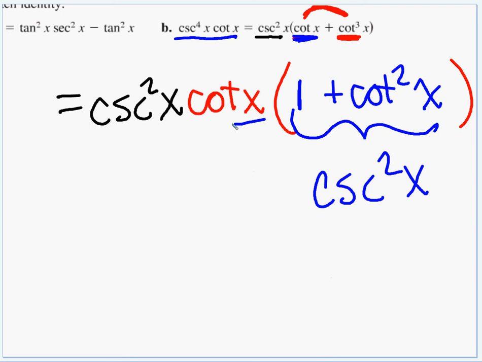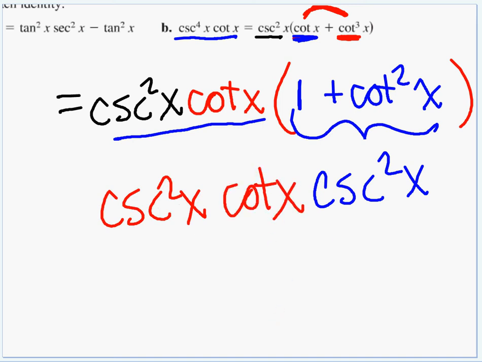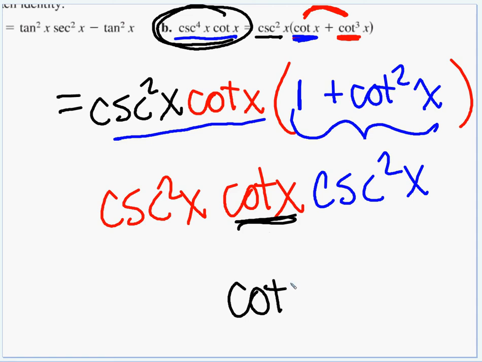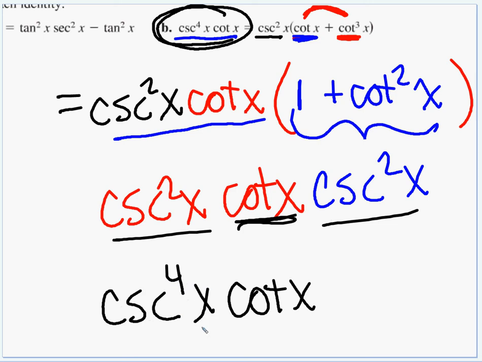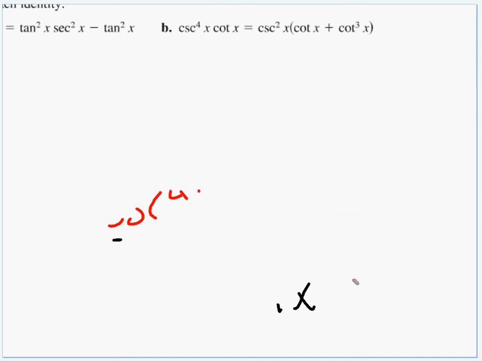And then we've still got these two terms here. I'll just switch to red ink for those. We've still got a cosecant squared x and a cotan x. Again, let's take a peek at our finish line right here. Cosecant to the 4th times cotan. Well, we've got our cotan. And then if we combine our two cosecants squared, we have a cosecant to the 4th of x. Okay, we made it.